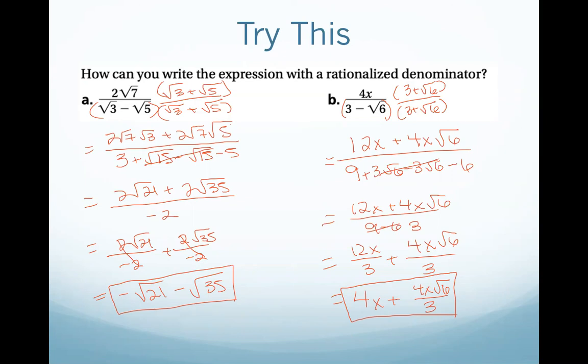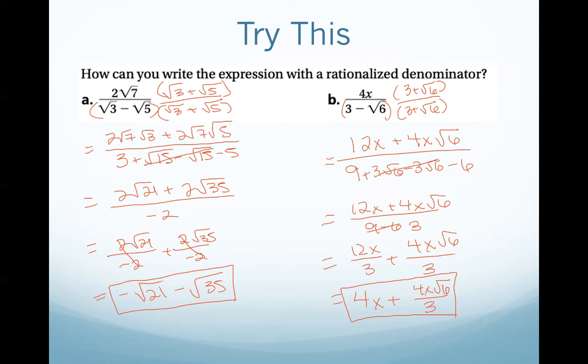If they're being added, we need to make sure they have like radicals. So in our first step, we can multiply the square root of 7 times the square root of 3 to get the square root of 21. But in our next step, we cannot combine those because they are not like radicals. Then we simplify and we end up with negative square root of 21 minus the square root of 35.